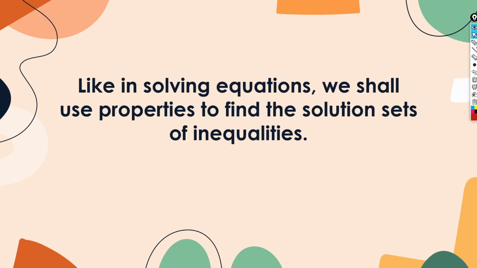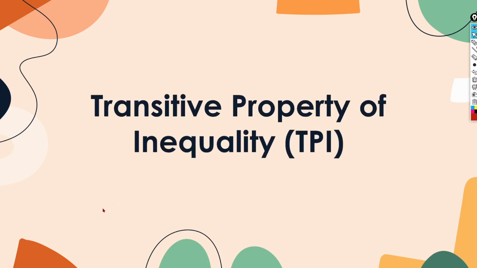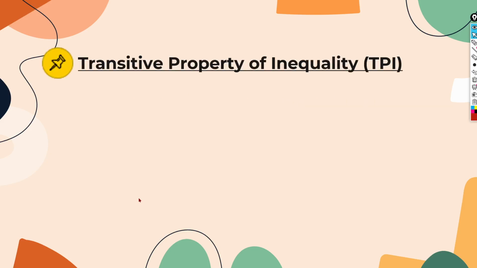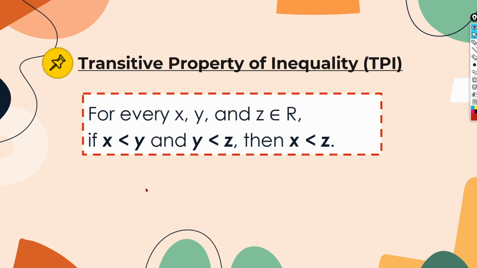And now, as we transition to solving inequalities, much like equations, we solve them. We can also solve inequalities. And much like equations, meron din tayong mga properties na ginagamit. Like this one, TPI, the transitive property of inequality. Or roughly put, it's basically this: let's say you have x, y, and z, three unique real numbers. Let's say also that x is less than y and y is less than z. That would only tell me that x is less than z.